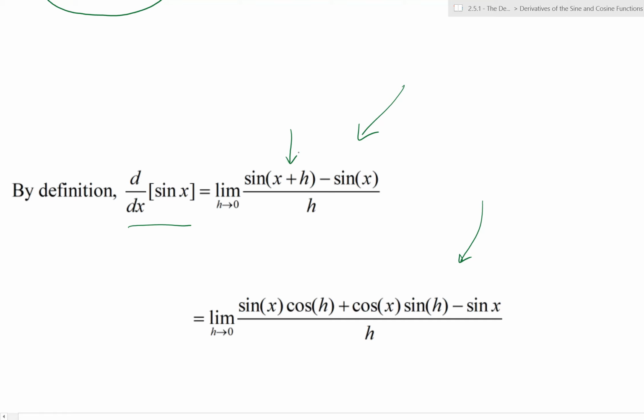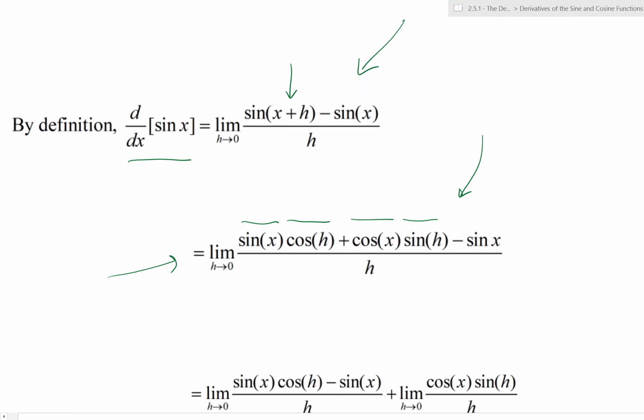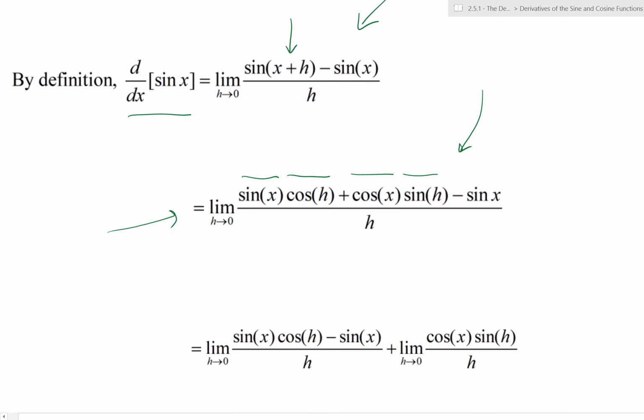So we can apply the sine of a sum formula to that term, and we get sine of x times cosine of h plus cosine of x times sine of h. Just applying that identity. So that's where this next step in the limit comes from. And then in this step, I'm just grouping together the sine of x terms, because we're assuming this limit exists. It sure seems that way based on the graph of the sine function.